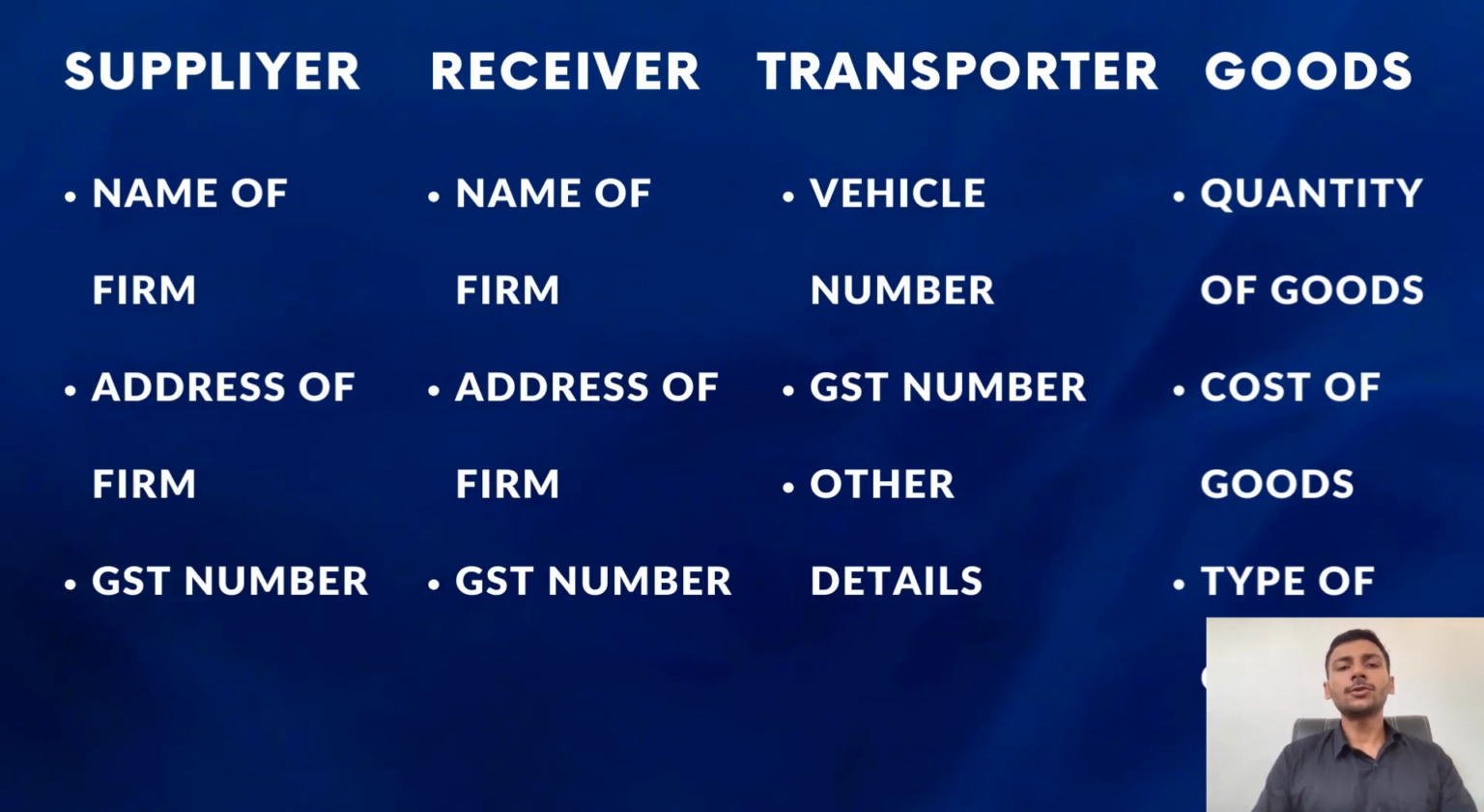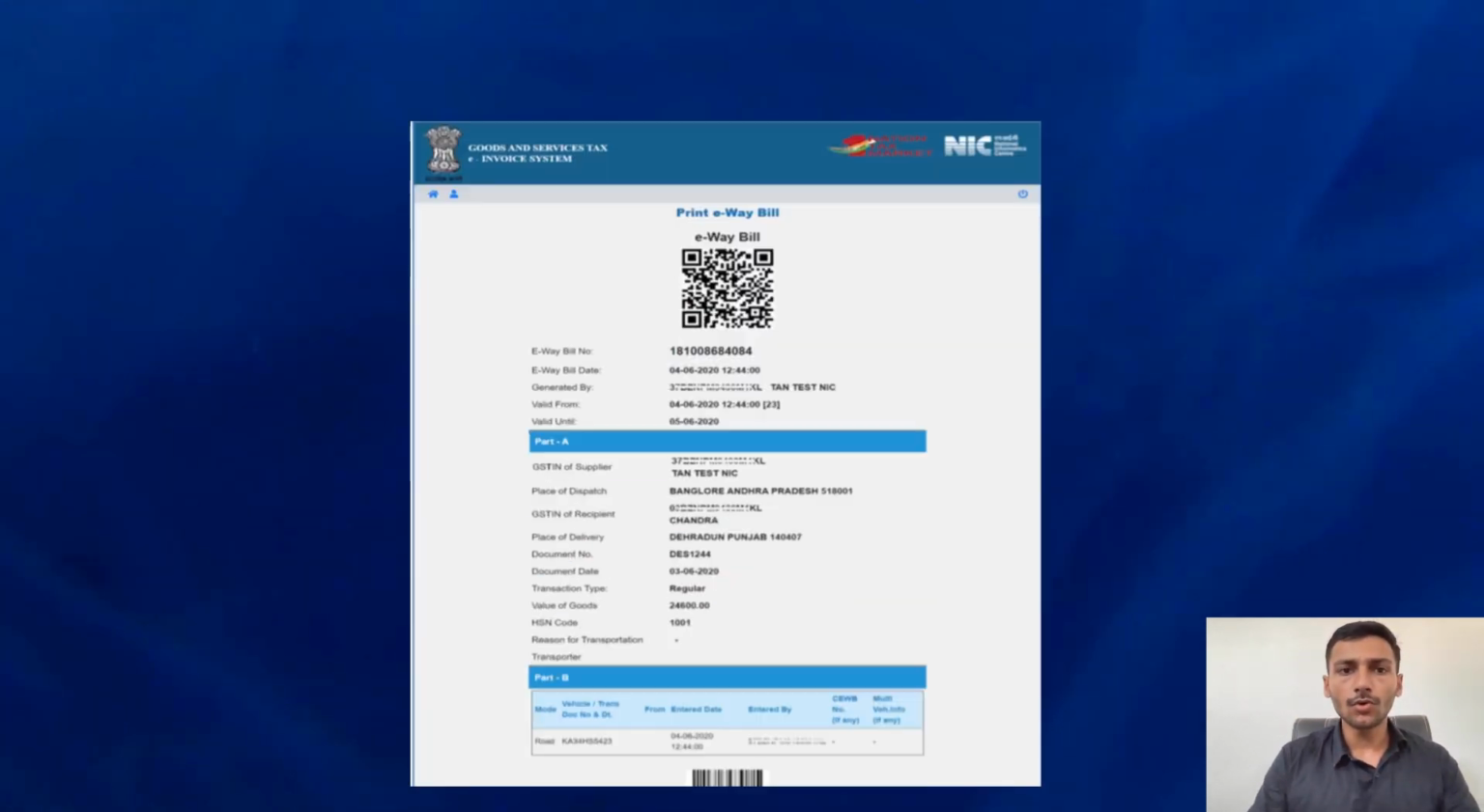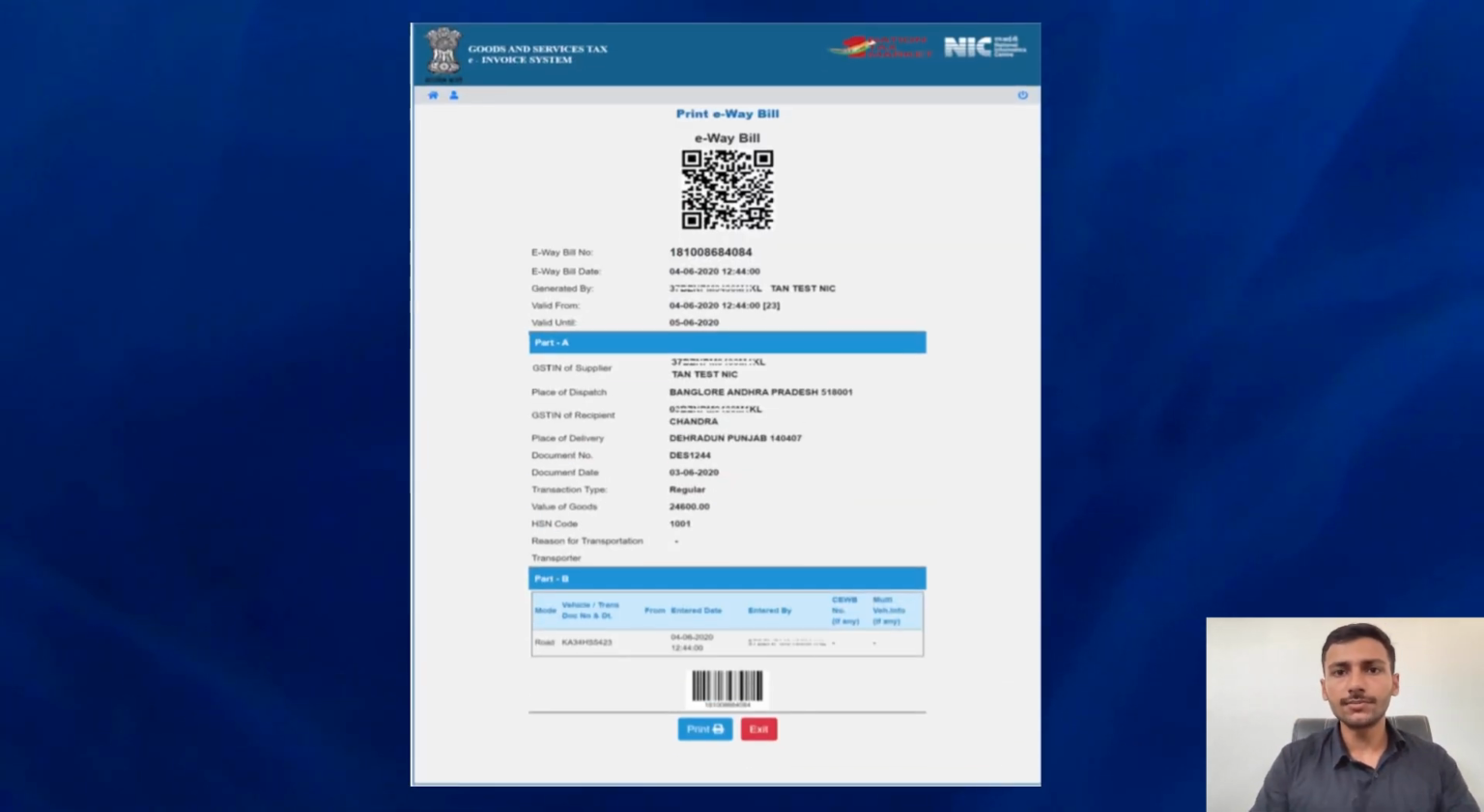Now, we want to know how we can check the EWay bill or what is the validity of the EWay bill. On the EWay bill, we find a bill number. That bill number is important. If anybody wants to check your EWay bill, they will check it through that EWay bill number. Okay, that's all about EWay bill.